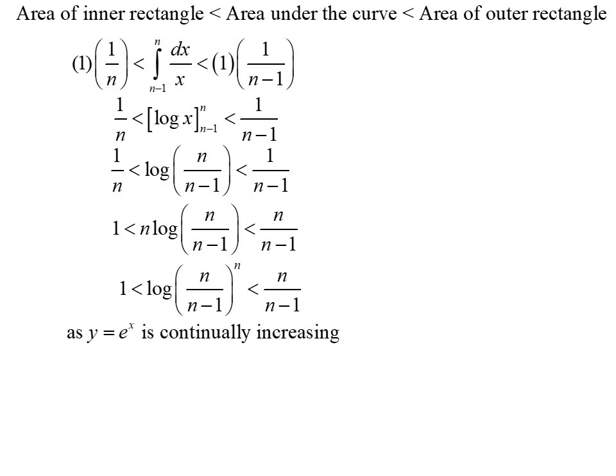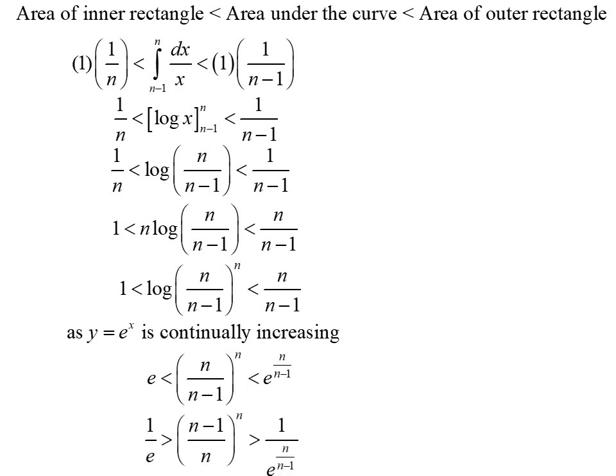Now I know e to the x is continually increasing, so I can apply that function to each piece of this inequality. So we'll make it e to the power of 1, e to the power of log cancels. I've got my n on n minus 1 to the power of n. And on the right hand side I get e to the n on e. Ooh, it's sort of backwards. Hang on. If I turn all three things upside down, it will swap the inequality around.